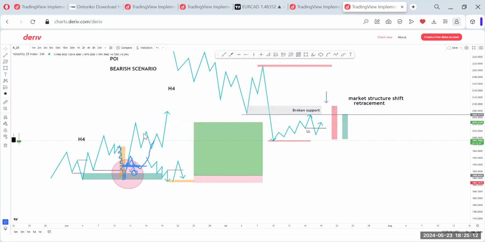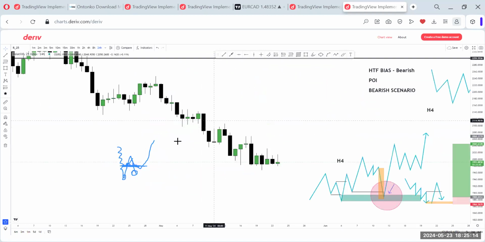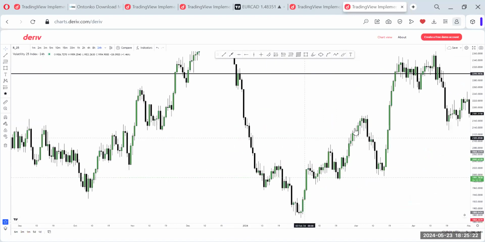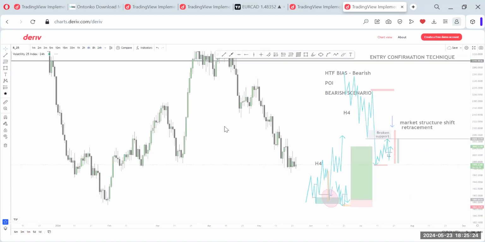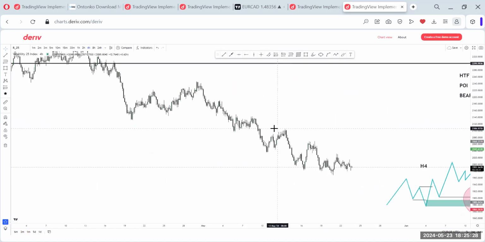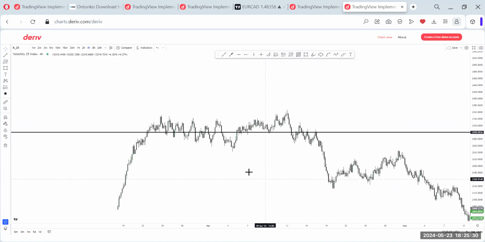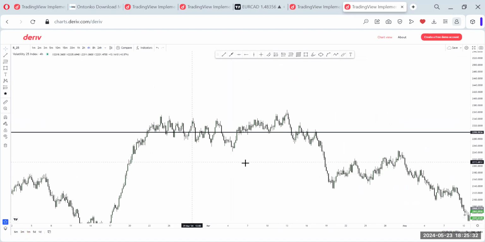So maybe let's just see if we can have an example on our charts. That is the most important thing. So let me go to H4. This is VIX25 volatility index. Let's just see where we had a perfect example.